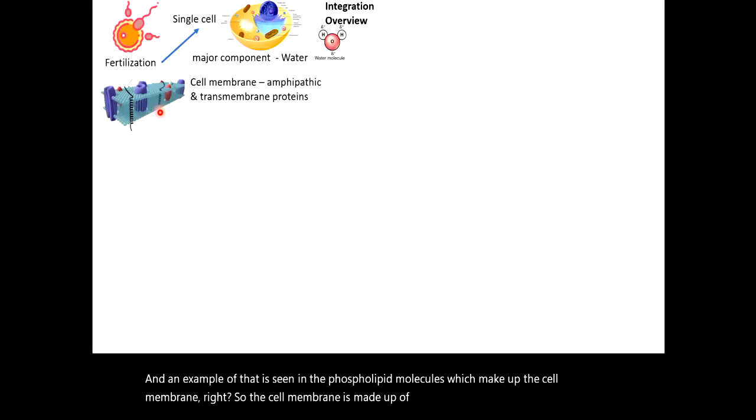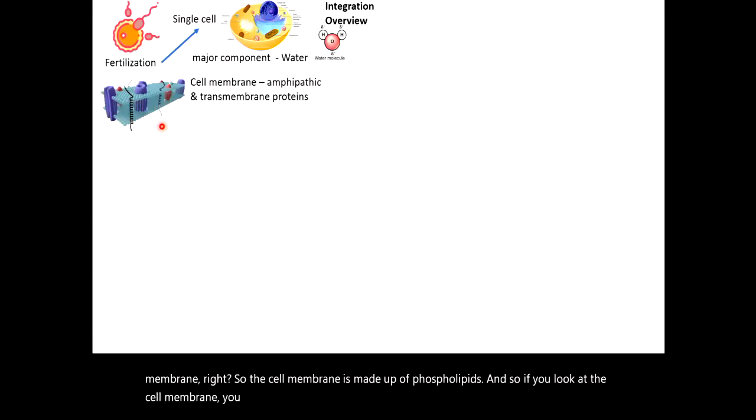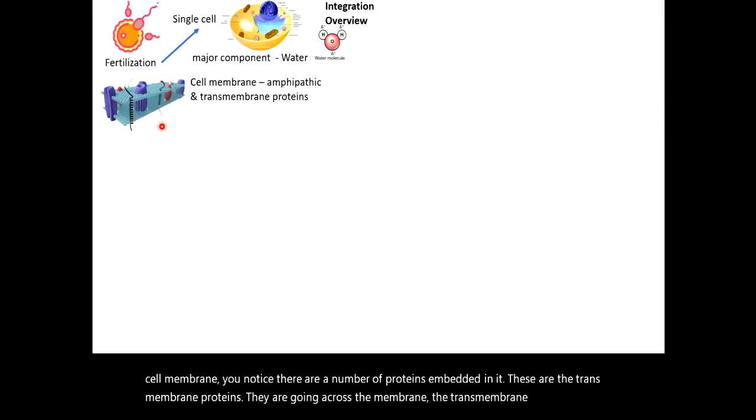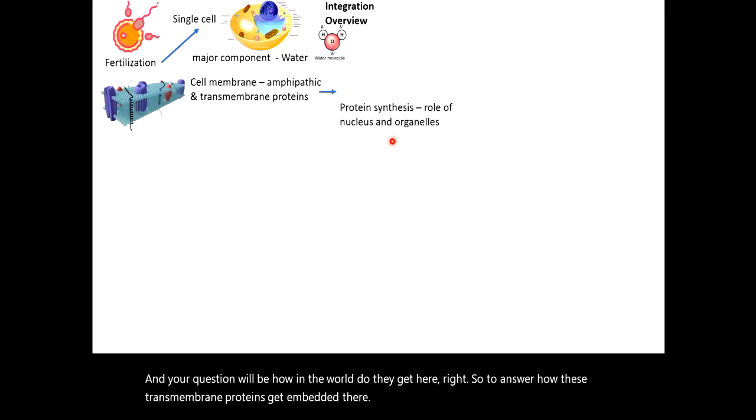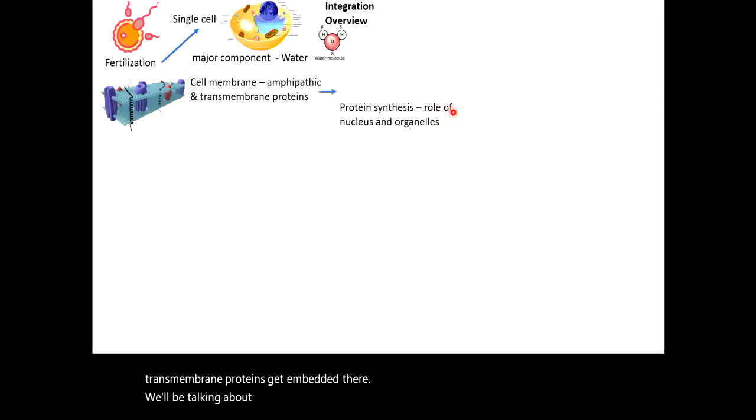And so if you look at the cell membrane, you notice there are a number of proteins embedded in it. These are the transmembrane proteins. They're going across the membrane. They're transmembrane proteins, and your question will be, how in the world did they get here, right? So to answer how these transmembrane proteins get embedded there, we'll be talking about protein synthesis and how different organelles will play a role in protein synthesis.